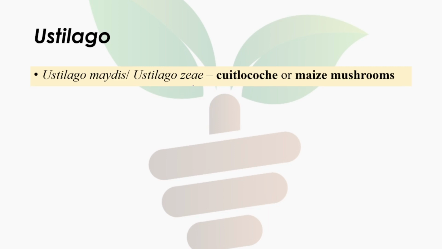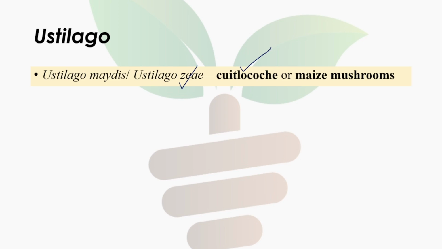Another is Ustilago, which is responsible for a fungus we can also call maize mushroom. This is Ustilago maydis, generally called Cuitlacoche or Huitlacoche, because Mexican people used to eat this mushroom. It is actually a disease. This is also known as maize mushroom, because people in Mexico and the surrounding parts used to eat the infected kernels or the infected maize.